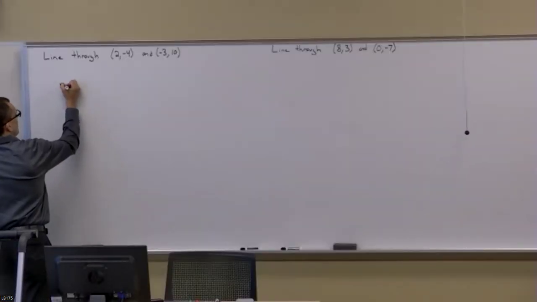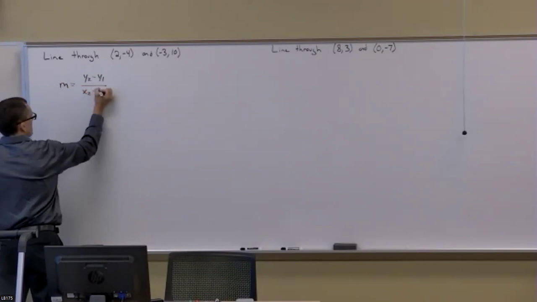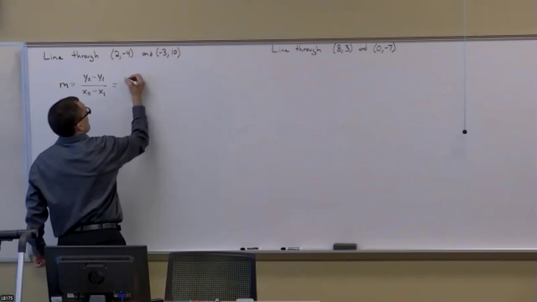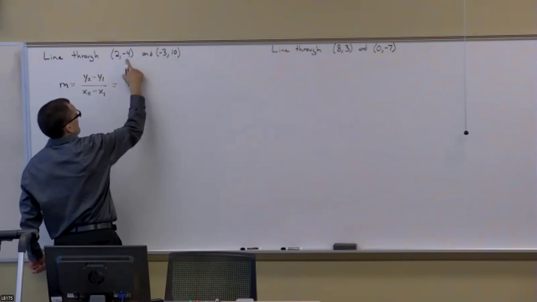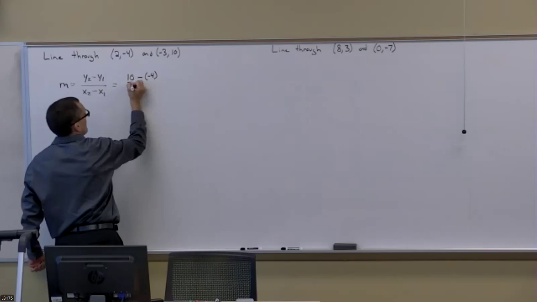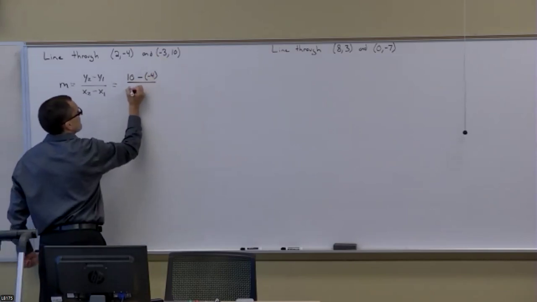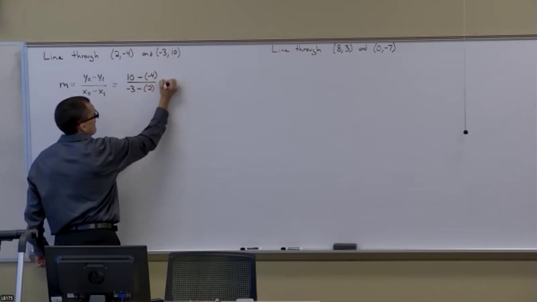All right, so all we're going to do is y2 minus y1 divided by x2 minus x1. y2 is the number 10. That's the y value of my second point. Minus y1 is the y value of -4. That's the y value of my first point. Divided by x2 minus x1. That's -3 minus 2.